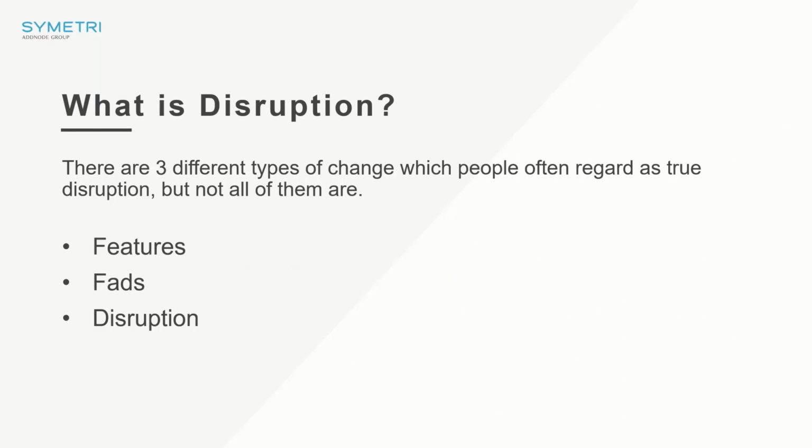So for us, there are 3 different types of change which people often regard as disruption, but not all of them are. And when you understand what disruption is, you're going to understand exactly what is going to impact you. You can predict it coming. Is it measurable? And you'll be able to prioritize your focus. But let's just go back to that thing. There's 3 different types of change. You have features, we have fads, and we have disruption.